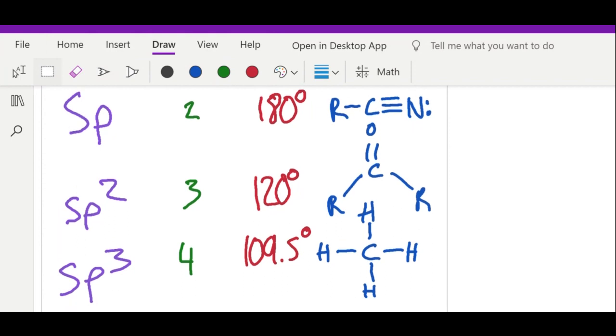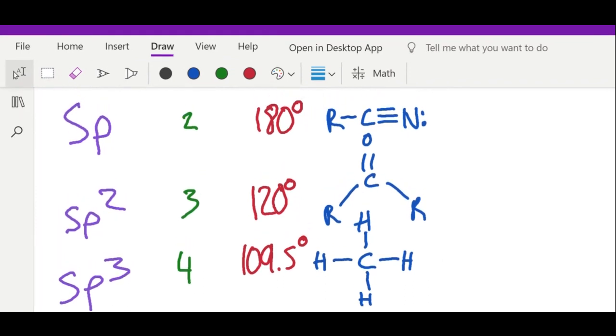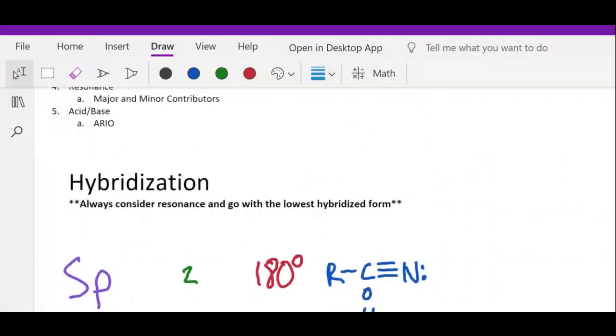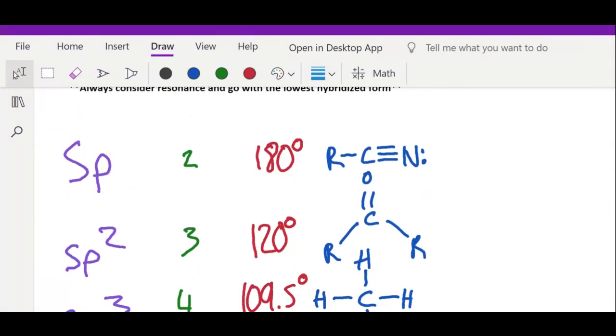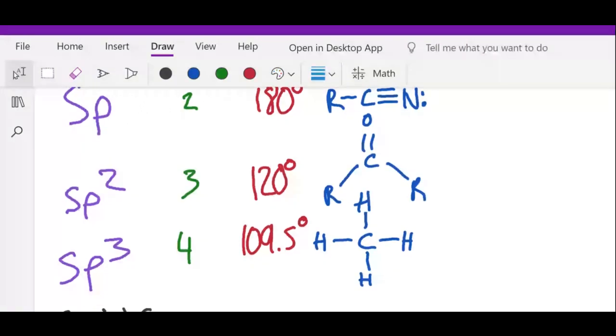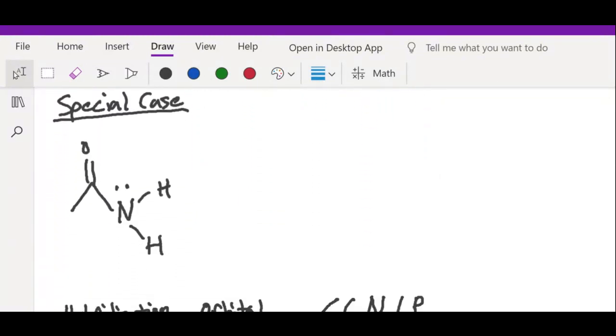That is most of what you need to know for hybridization, and you should be able to apply that knowledge to any atom and identify if it's sp, sp2, or sp3. You won't get into sp3d or sp3d2 or any of those. Okay. So now we'll talk about that special case that I was talking about.